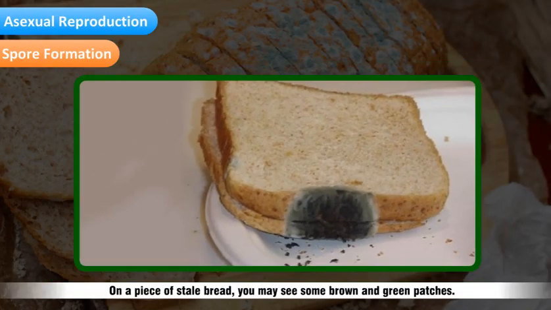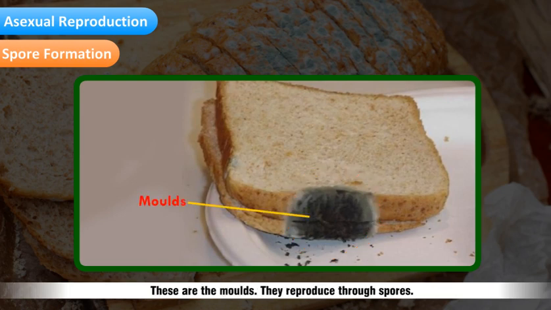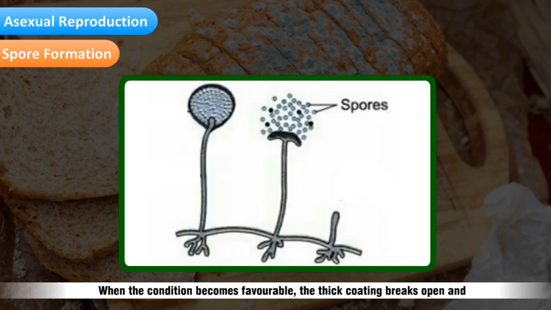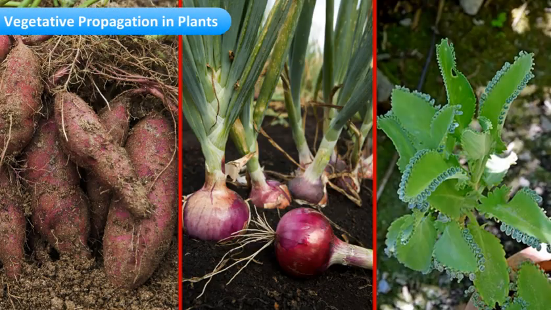Spore formation. On a piece of stale bread, you may see some brown and green patches. These are the molds. They reproduce through spores. Spores are tiny, spherical, asexual reproductive bodies protected by a thick wall to withstand unfavorable conditions. When the condition becomes favorable, the thick coating breaks open and the spores germinate to produce new plants.